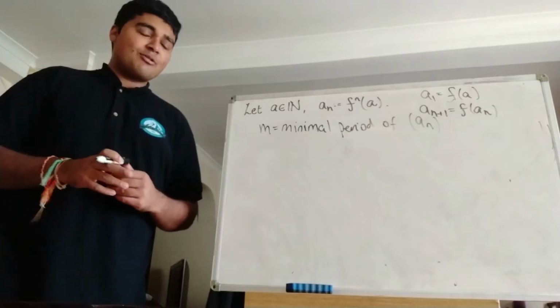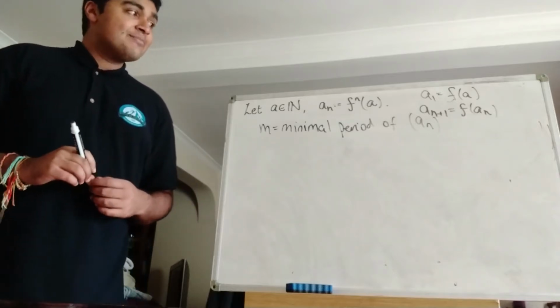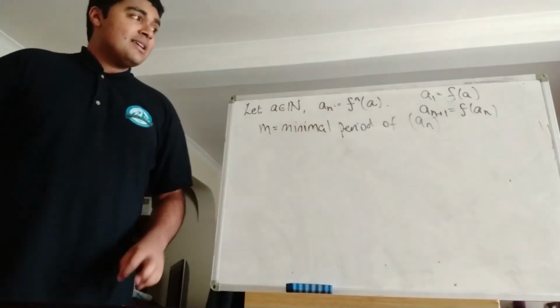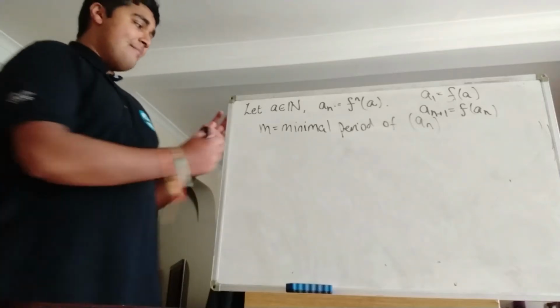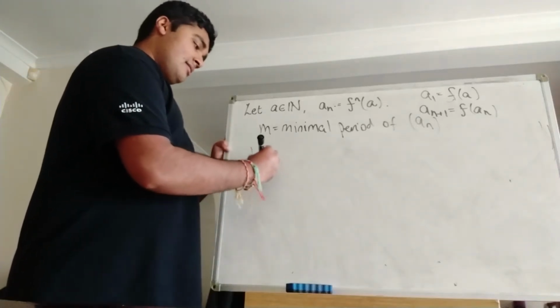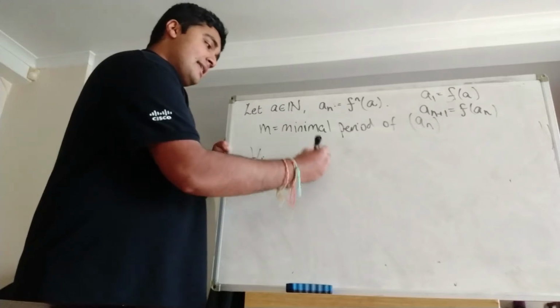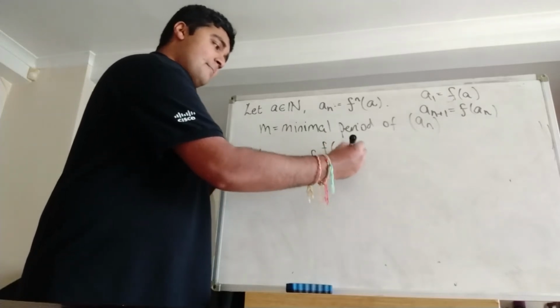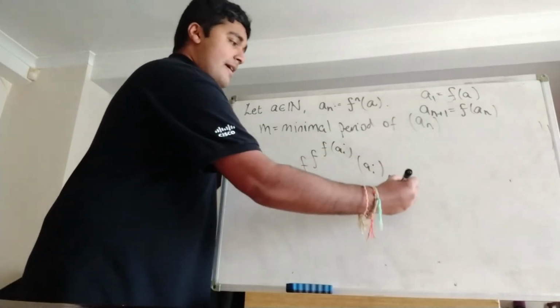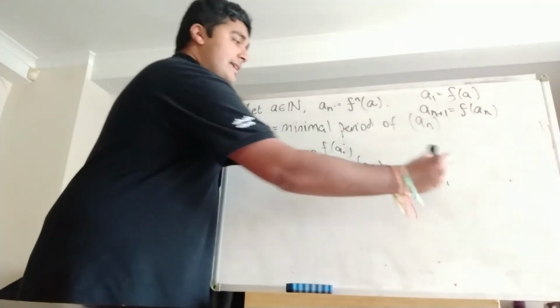So this is a pretty standard property of periodic sequences. Anyway, we have this guy here. The next thing we're going to notice is that for all i, we have f to the f to the f of a_i, of a_i, of a_i, like so. This guy here equals a_i.